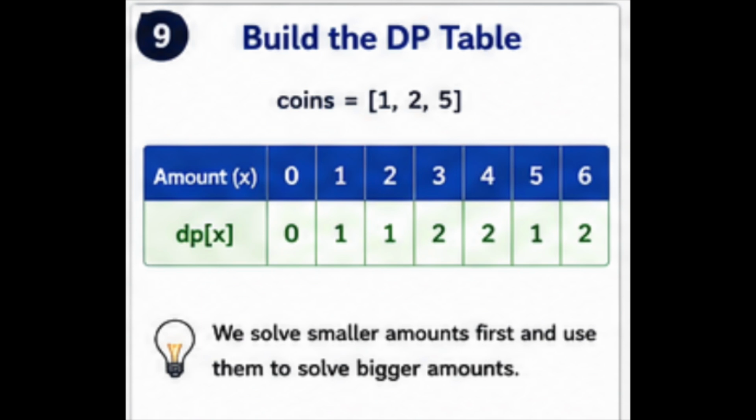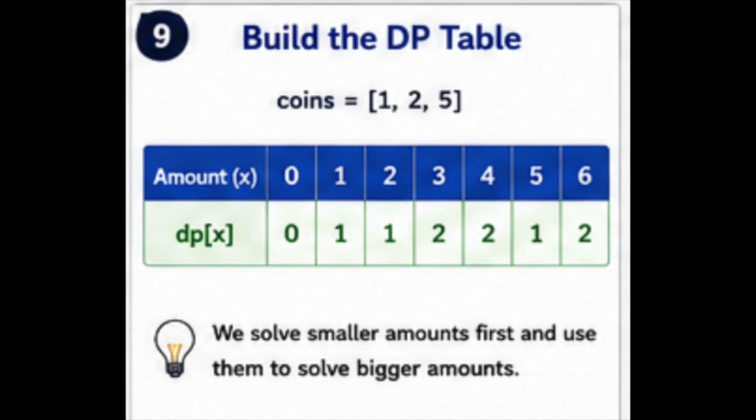Now let's actually build the table. We will start from 0 and move towards our target amount. For the amount 0, the answer is 0. For amount 1, we need only 1 coin of value 1. For amount 2, we can use again 1 coin of value 2. For amount 3, we can use 2 plus 1. So that's 2 coins. For amount 4, we can use 2 plus 2. That's 2 coins. For amount 5, we have a 5 coin itself. So that's just 1 coin.